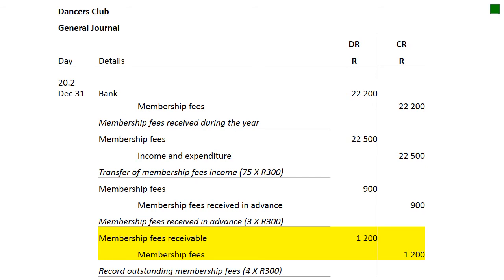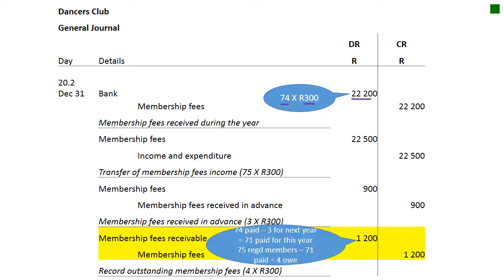Another way of working out that there are 4 members who owe membership fees is if we look at the amount we received of 22,200, we divide that by 300, it means we received membership fees from 74 members. We also know that 74 members paid, but 3 actually made payments for next year already, because we had membership fees in advance for 3 members. So that means 71 members paid for this year.